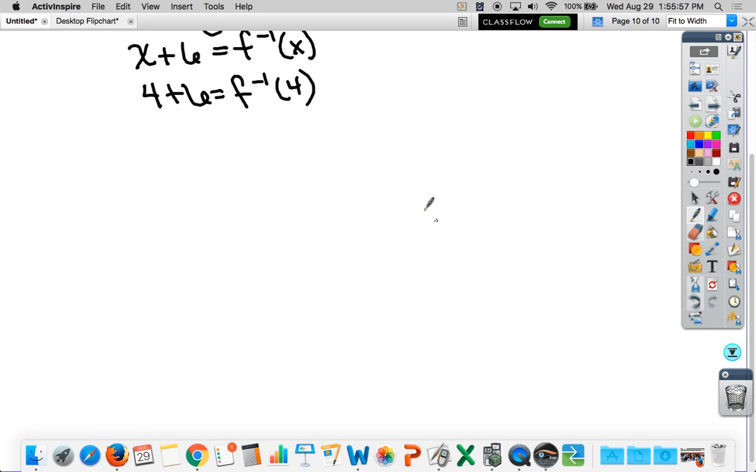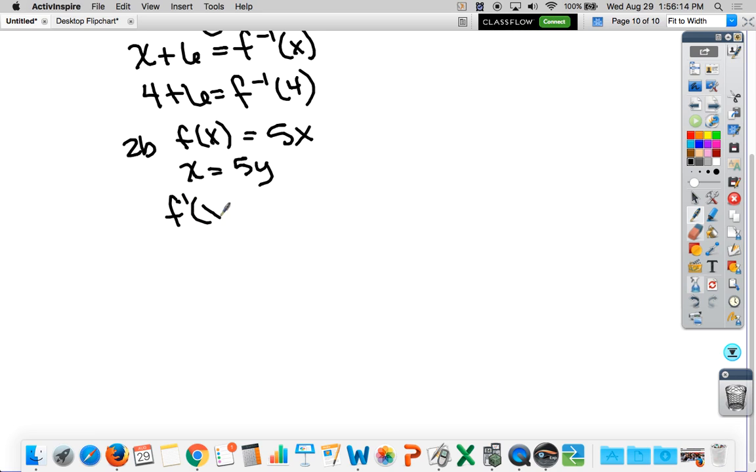Alright, let's look at 2b. So 2b starts off with f of x equals 5x. So y becomes x, and x becomes y. So my inverse... Oh, was I looking at 3? Yeah, 2 is still x minus. Sorry. Oh, yeah, 2b, thank you.